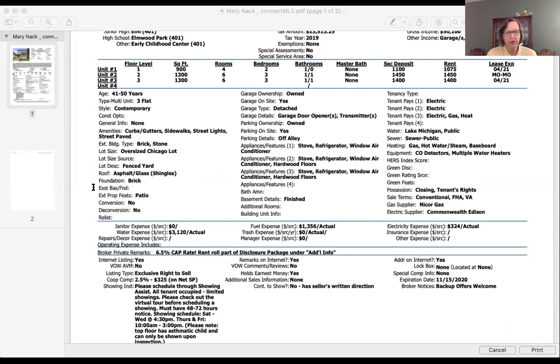Room sizes, of course, the school districts. If this were a condo or a homeowners association, it would show you the assessments, what the 2019 taxes are, if there's any exemptions, the approximate square footage, just a ton of information. The information is different for different types of properties.